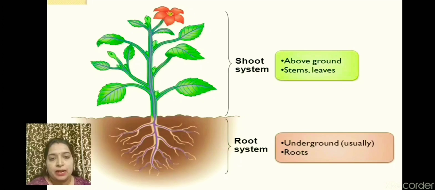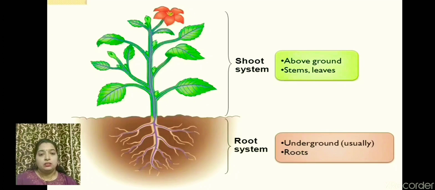So if you see a tree, the part of the tree that is above the soil is what? It is the shoot system, and it will be bearing many branches and many flowers, fruits, right? Children, a tree is able to stand straight. Why?